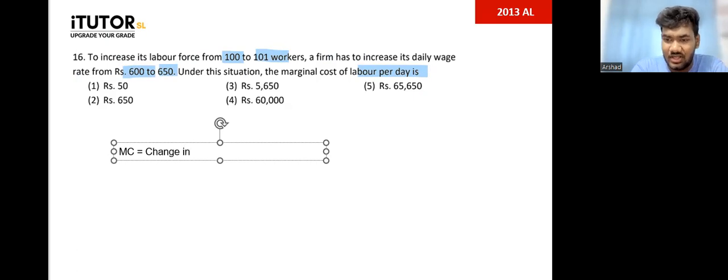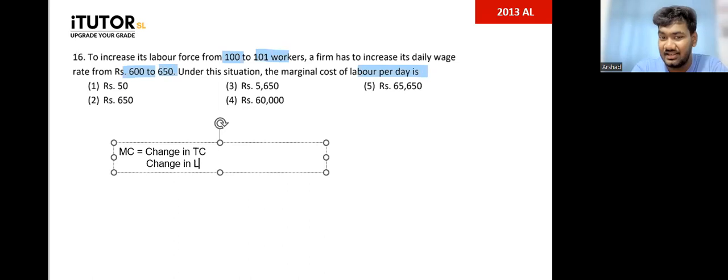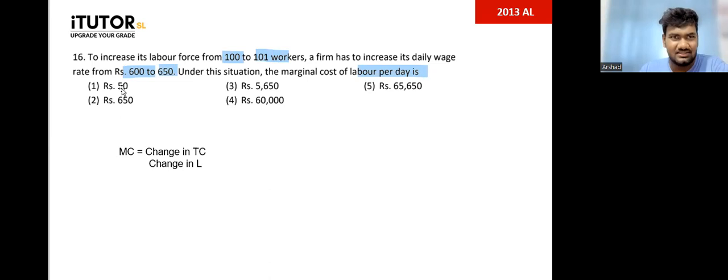Change in total cost divided by the change in labor, right? Change in labor or change in this thing. Yes. So can you tell me, can you say that the marginal cost is 50 here? You think it's correct?